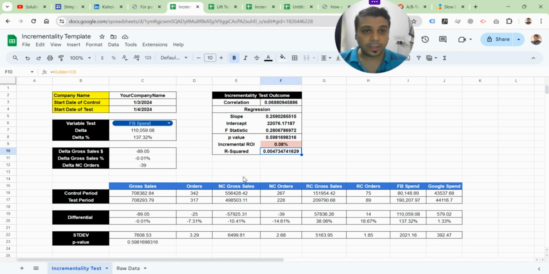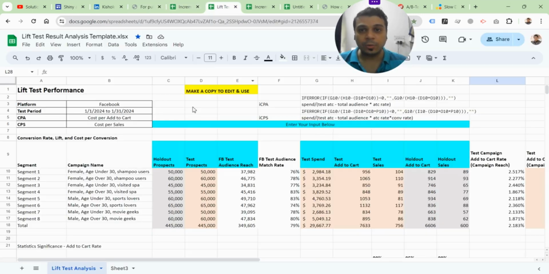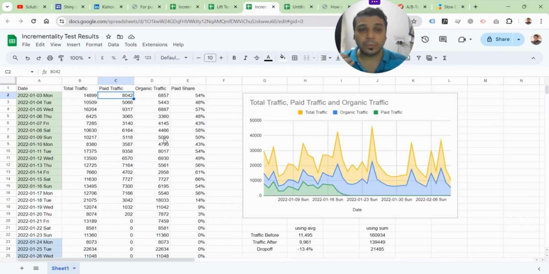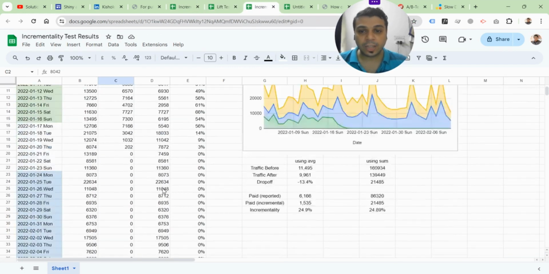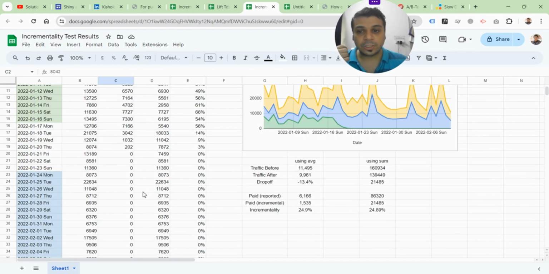So this is another template, and this also follows the pre-post analysis. Going back to that document we were looking at, we saw a couple of templates with pre-post analysis. The first one, the relatively easier version, actually had that element of holdout testing in it as well, because it did stop paid ads completely, right?